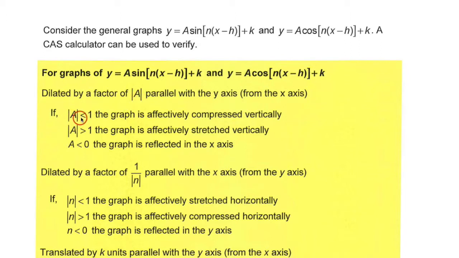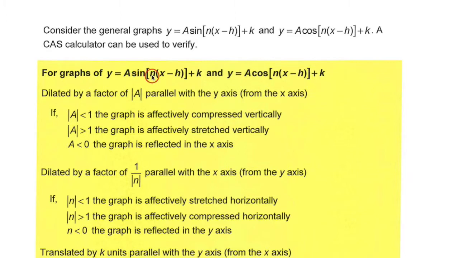If the magnitude of A is less than 1, then the graph is effectively compressed vertically. So that means that the height of the wave is reduced, so it becomes shorter. If the magnitude of A is greater than 1, then we take the height of the wave and we make it taller, it's stretched vertically. If A itself is less than 0, so if A is a negative number, then the graph is reflected in the x-axis, so it's just flipped around that x-axis.